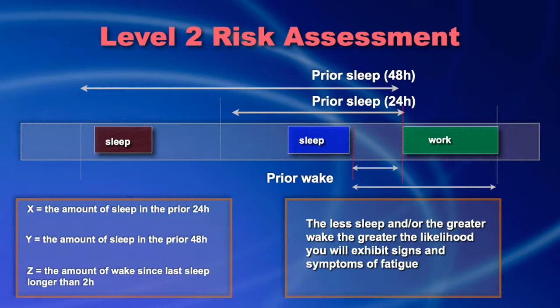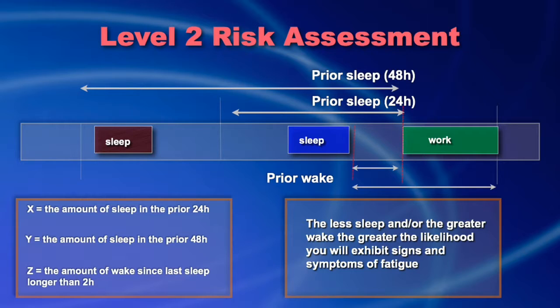The second number that you need to consider is the amount of sleep that you've had in the 48 hours prior to starting work. So for example, if we in the first section of this calculation identified that you had 6 hours in the 24 hours prior to starting work, count back from 8 o'clock in the morning till 8 o'clock the morning before, and now count back another 24 hours and total the amount of sleep that you had in the entire 48-hour period.